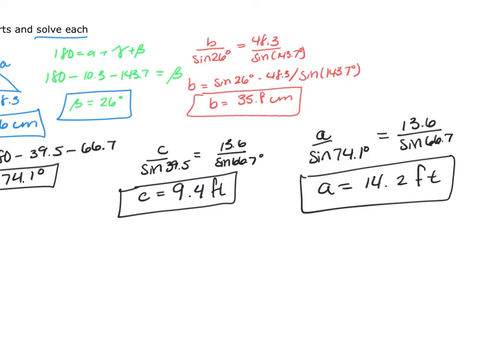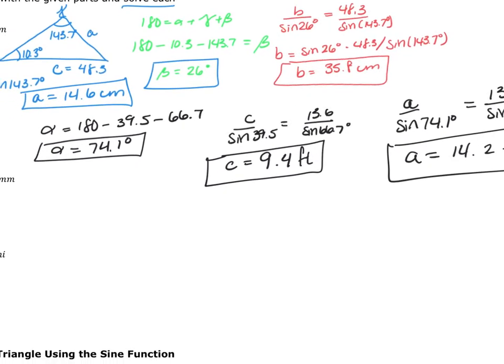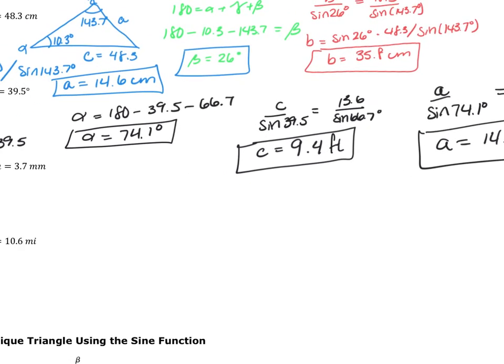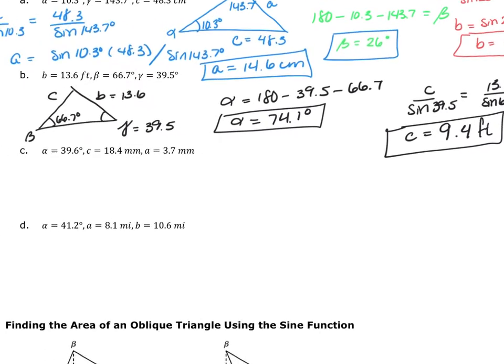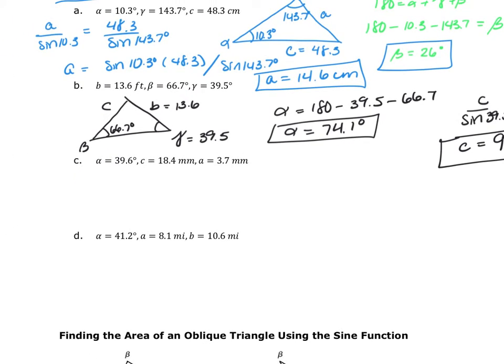And it makes sense. 74 is the largest angle, 14.2 is the largest side. 39.5 is the smallest angle, 9.454 is my smallest side. Let's take a look at C.